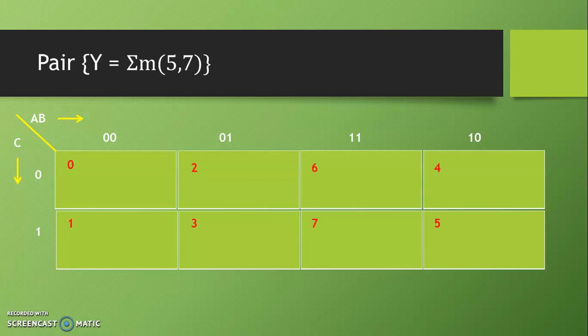As per the given Boolean function, we have high output in the cells 5 and 7. So in 5 we write 1, and in 7 we also write 1. In all other cells we write 0. We prepare groups of ones only. Zeros are not considered in a group. We can see that both ones are adjacent horizontally to each other, and we can make a pair. A group of 2 ones is known as a pair.